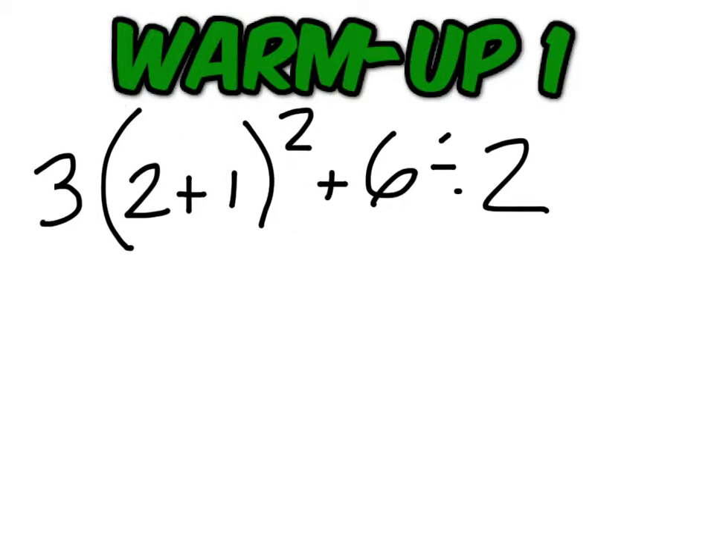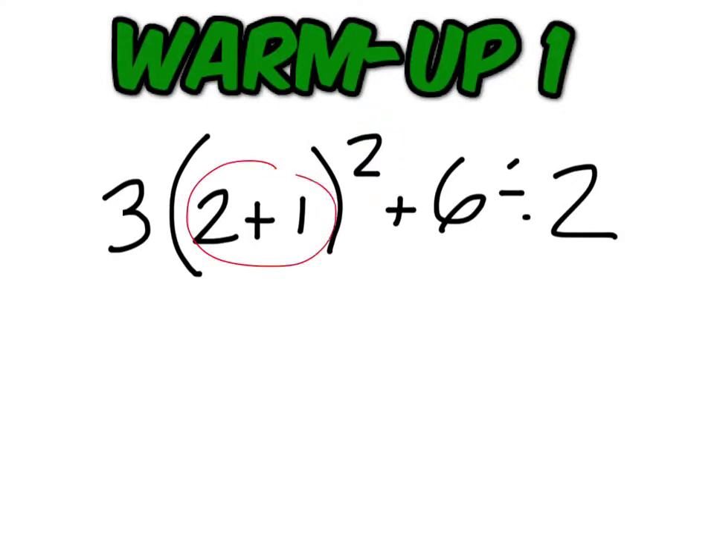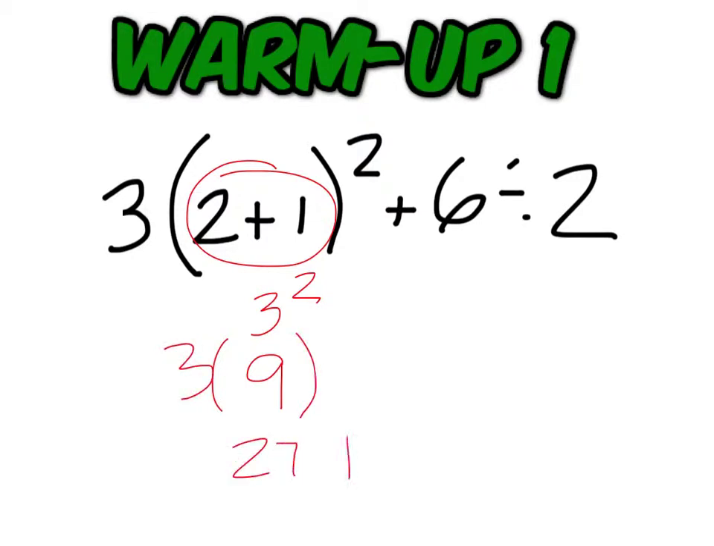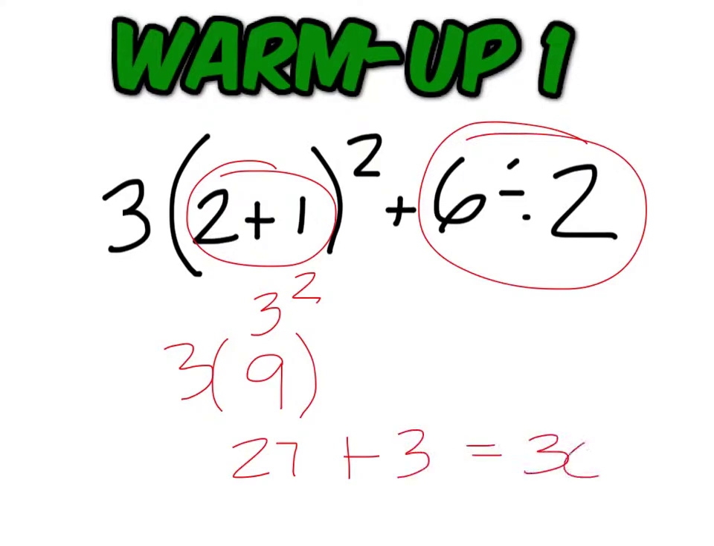On this one, you should have 2 plus 1, which is 3. Square the 3 to come up with 9. Multiply it by 3 to get 27, and then you're adding 3. Answer is 30.